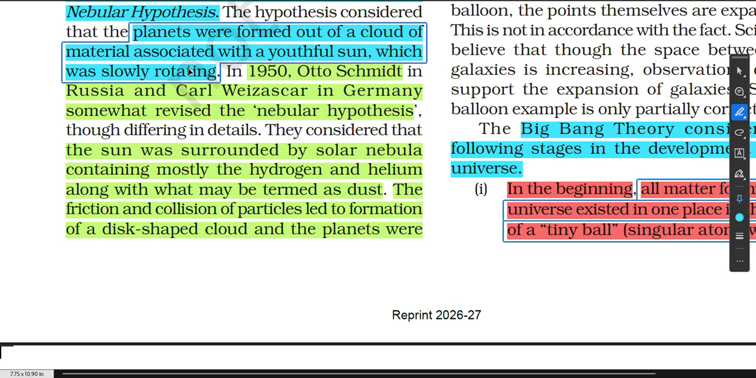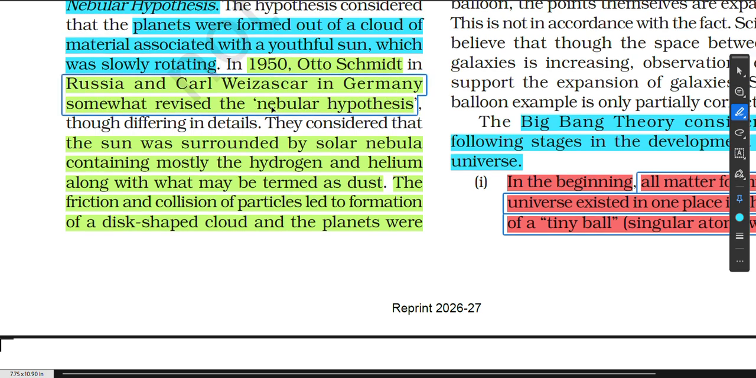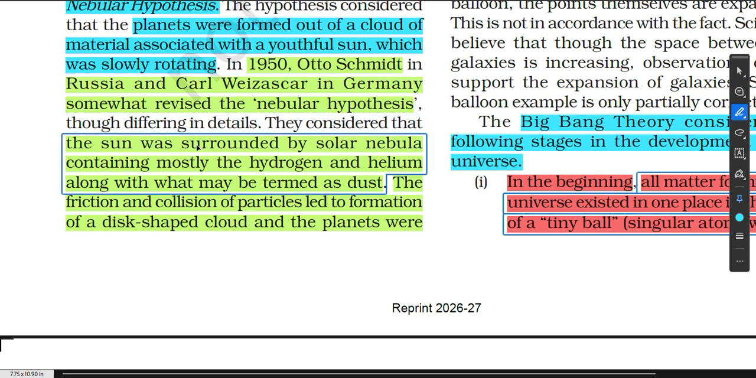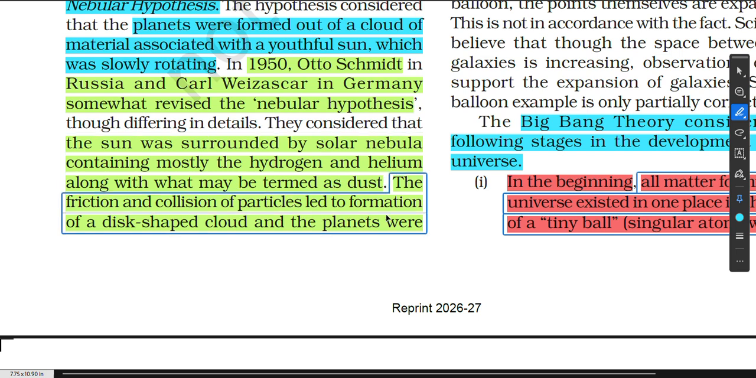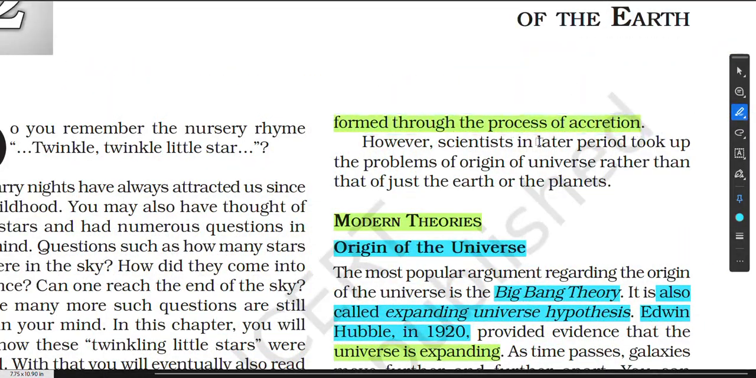Then there were many other names who gave their hypotheses or theories. Otto Schmidt in Russia and Weizsäcker in Germany somewhat revised the nebular hypothesis later on. They considered that the sun was surrounded by a solar nebula containing mostly hydrogen and helium, along with what may be termed as dust. The friction and collision of particles led to the formation of a disk-shaped cloud, and the planets were formed through the process of accretion.